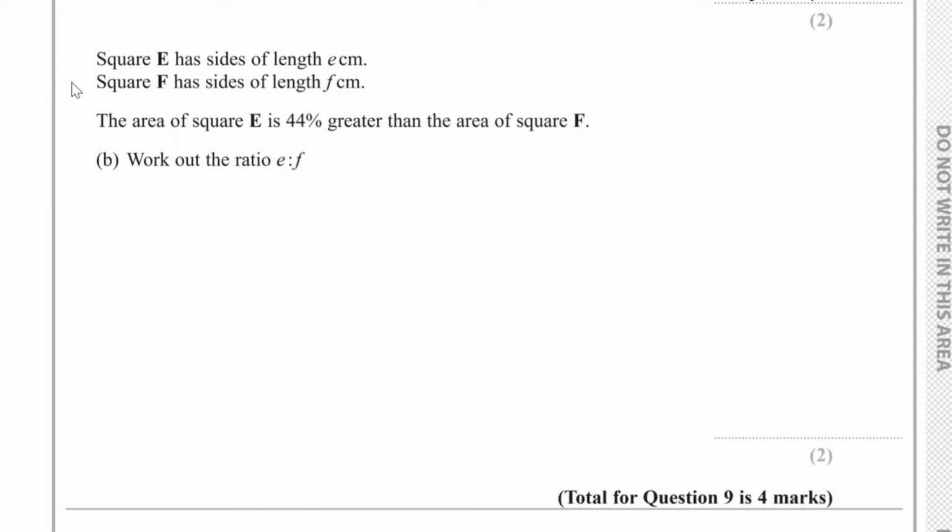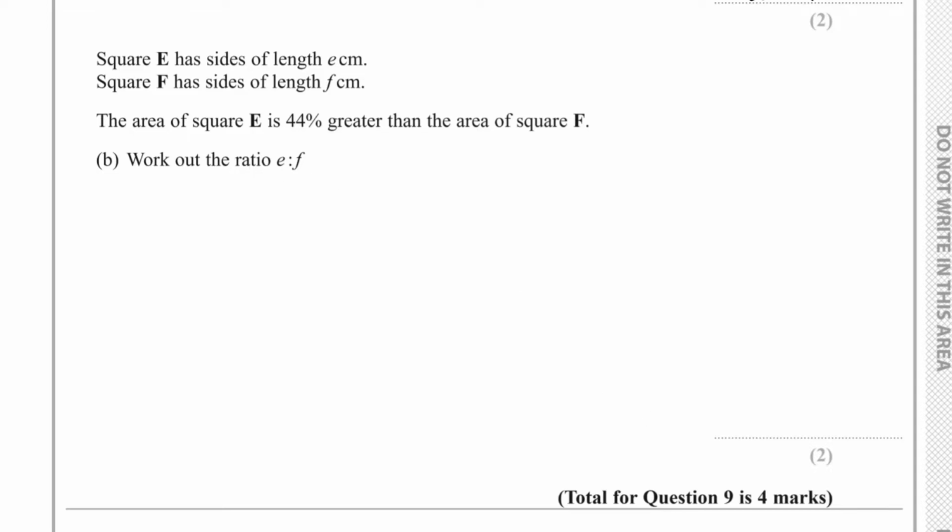For part B of the question, square E has sides of length E centimeters, square F has sides of length F centimeters. The area of square E is 44% greater than the area of square F. We have to work out the ratio E to F.